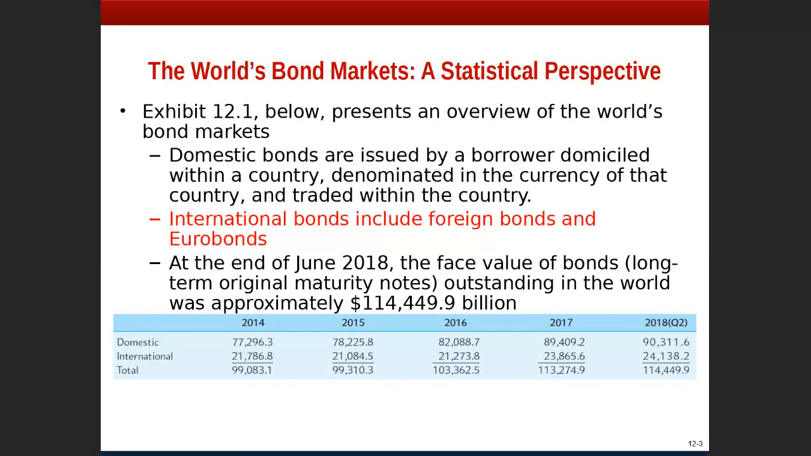Domestic bonds are issued by a borrower domiciled within a country, denominated in the currency of that country and traded within the country. For example, if a Canadian firm issues a Canadian denominated bond traded in Canada, that would qualify as a domestic bond. Now, international bonds include foreign bonds and euro bonds. We would examine that distinction in detail in a few seconds.